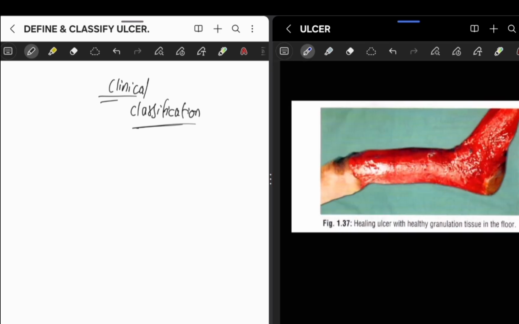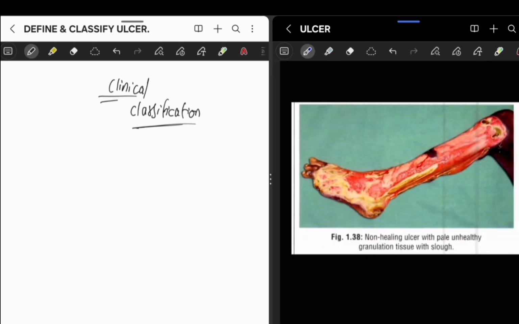The third one under the clinical classification is a healing ulcer. If an ulcer is healing, the first point which we have to note is healthy granulation tissue. Granulation means it is healing. This red color in the picture you can see is healthy granulation tissue, and it is found in a healing ulcer. So this is the third one.